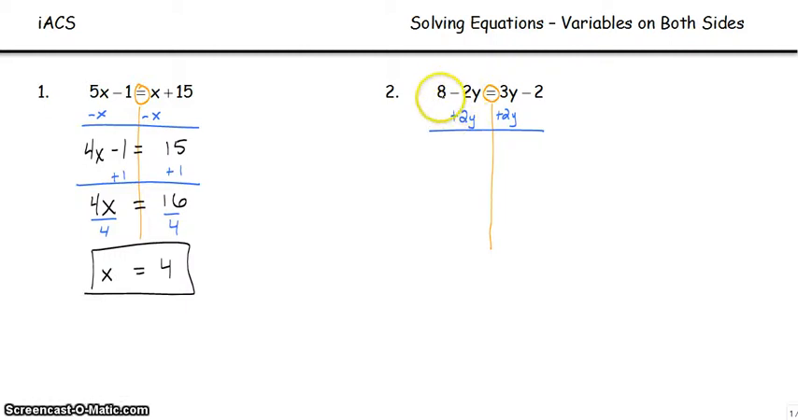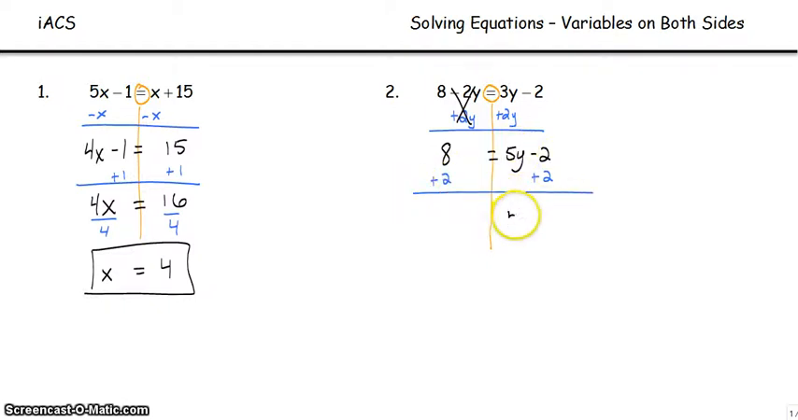Now, on the left, the 8 comes down, but a negative 2y and a positive 2y cancel. I can bring my equal sign down. A positive 3y and a positive 2y gives me positive 5y. Bring the negative 2 down. It's a two-step equation now. I'm subtracting 2. I need to add 2 to both sides.